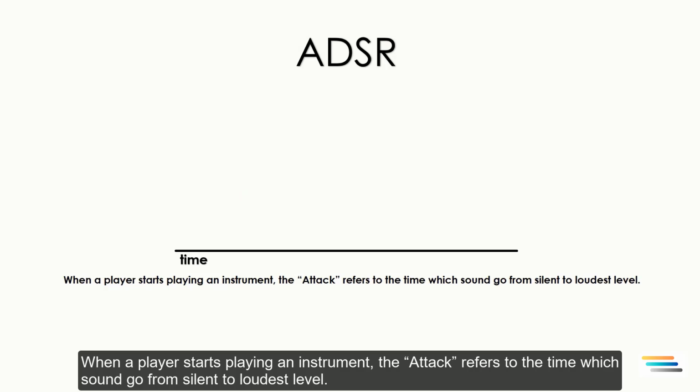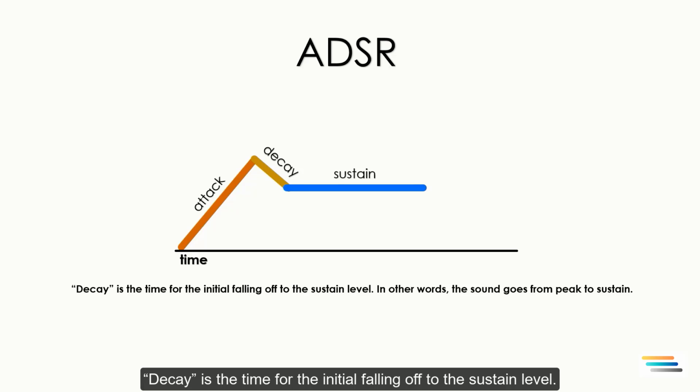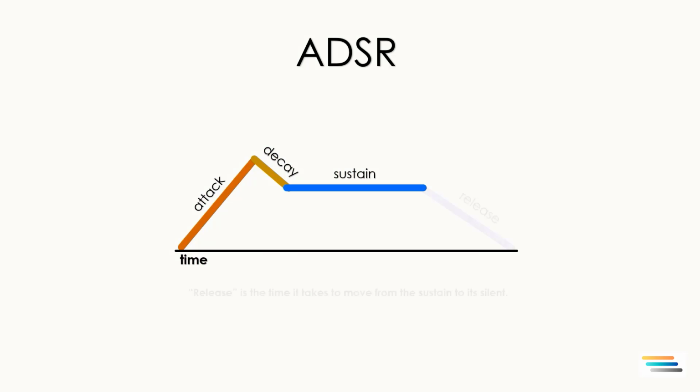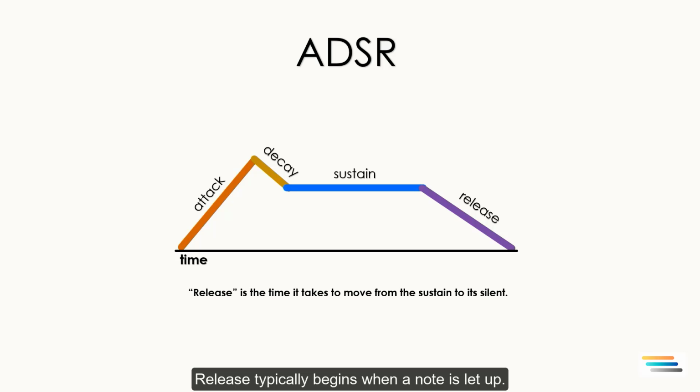When a player starts playing an instrument, the attack refers to the time in which sound goes from silent to loudest level. Decay is the time for the initial falling off to the sustain level. In other words, the sound goes from peak to sustain. Sustain is the time during which sound remains at this level. Release is the time it takes sound to move from the sustain to silent. Release typically begins when a note is let up.